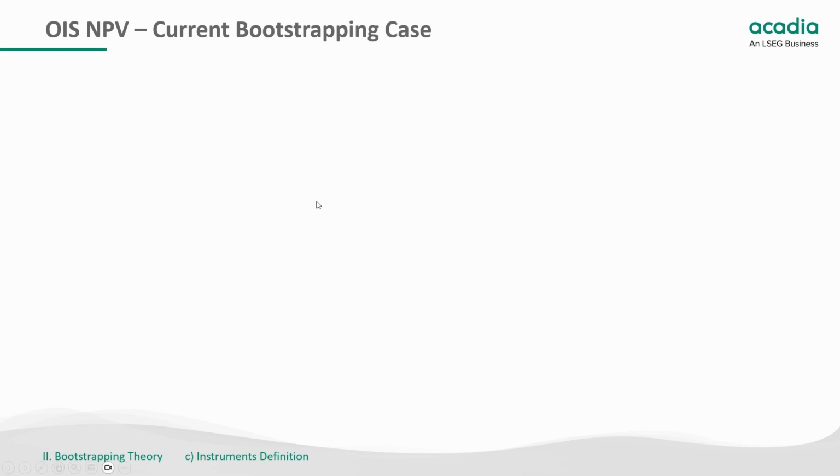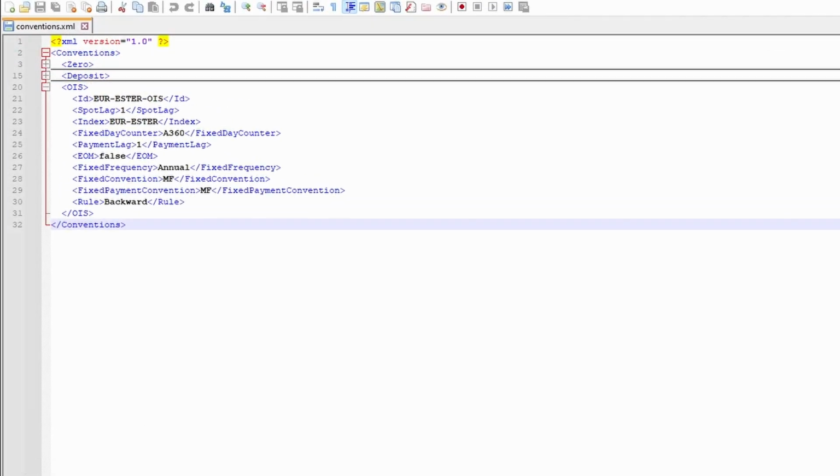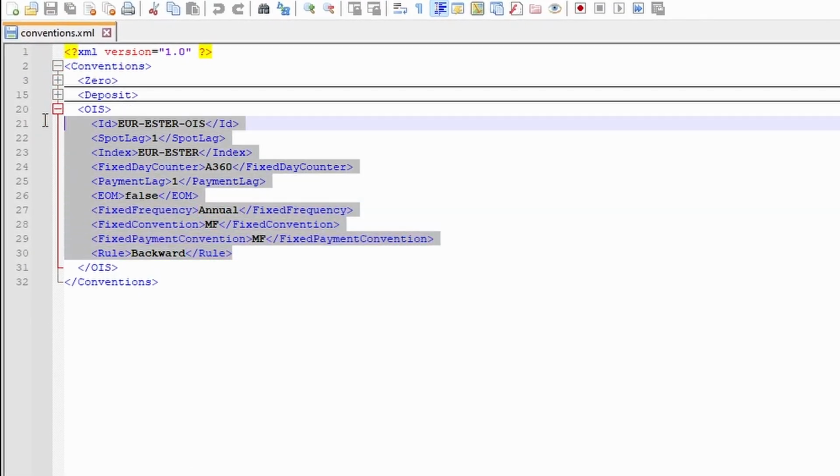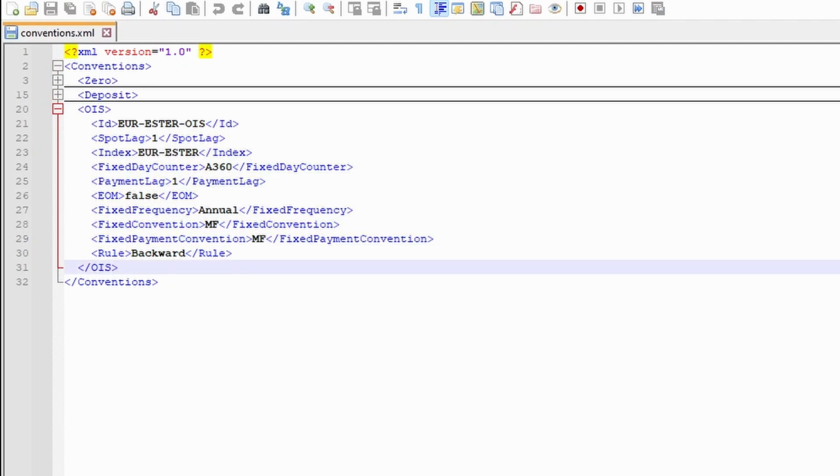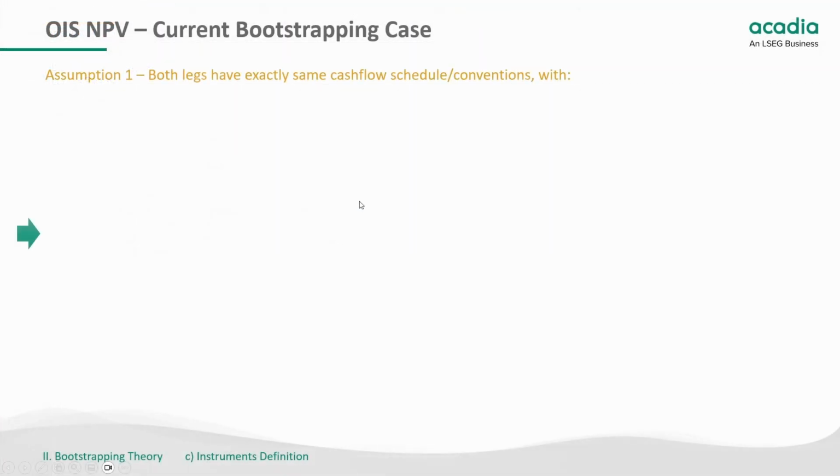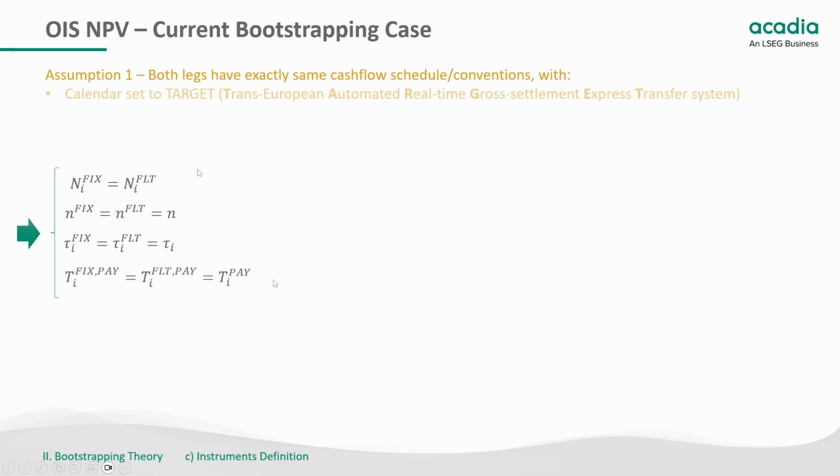The first of which is that both legs, the fixed leg and the floating leg, have a similar cash flow schedule and a similar set of conventions. If we look at those conventions in the ORE configuration files, it looks like this, and you can see that we're not making distinctions between the legs. From a formula point of view, it means the following. The notionals are equal, the number of cash flows are the same, the cash flow accrual periods are the same, and the payment dates are the same. For both legs, we use the European TARGET calendar.